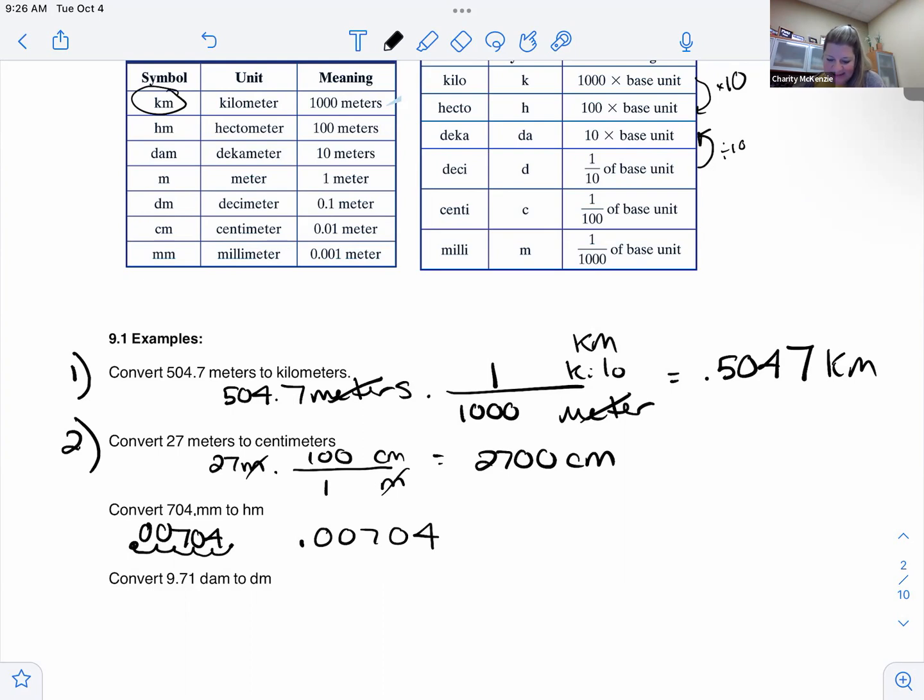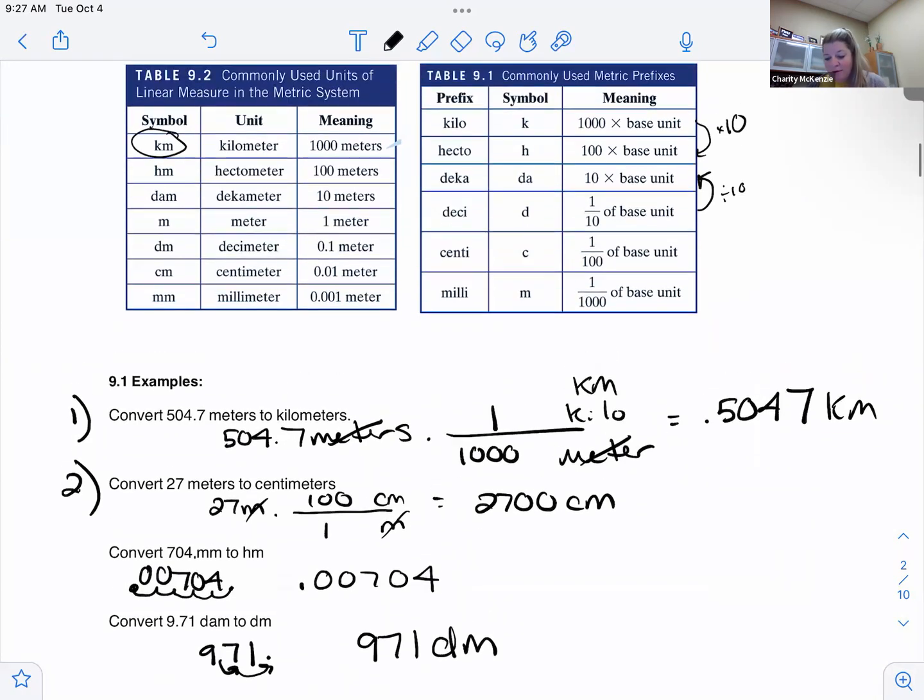Convert 9.71 dams. Where's our dam? I have a dam right here, and I want to go to dm. So down 2, and if I'm going down, I times by 10 twice. So when I times by 10 twice, I'm moving that decimal to the right twice. The decimal is going to move here, and I get 971 dms, decimeters.